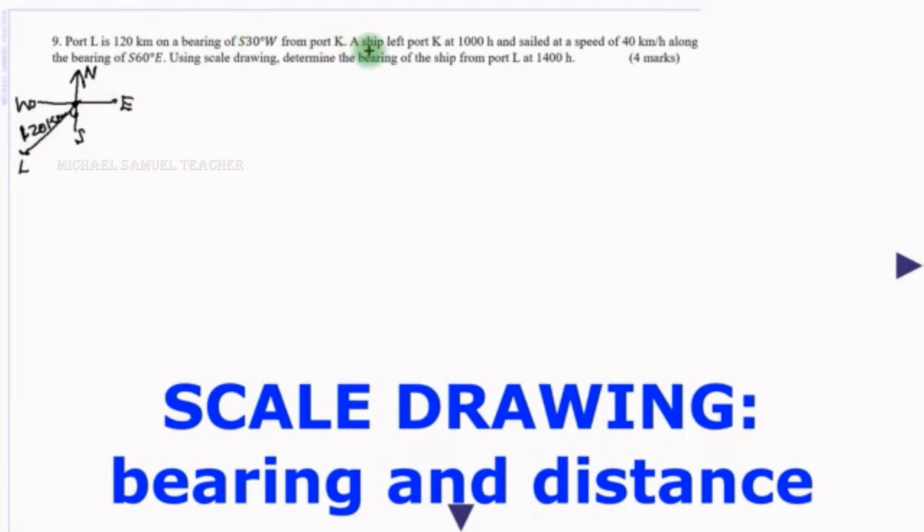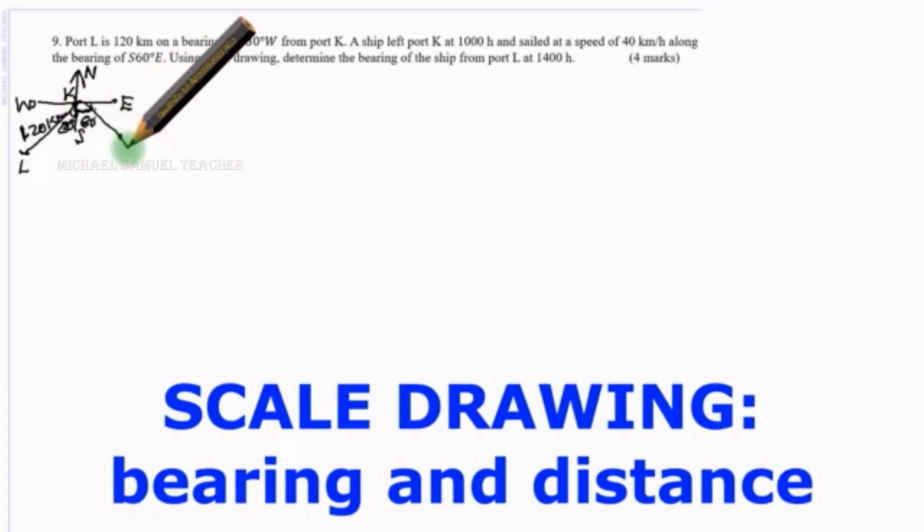Then the ship leaves Port K at 10:00 and sails at a speed of 40 km/h along the bearing south of east. Again, from south, that will be an angle of 60 degrees. This is 30. Fine.